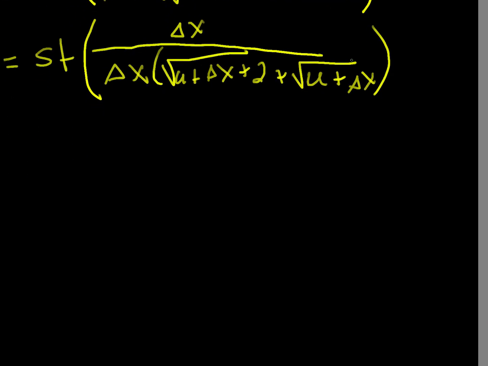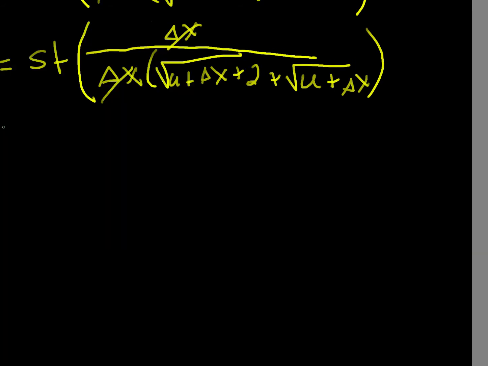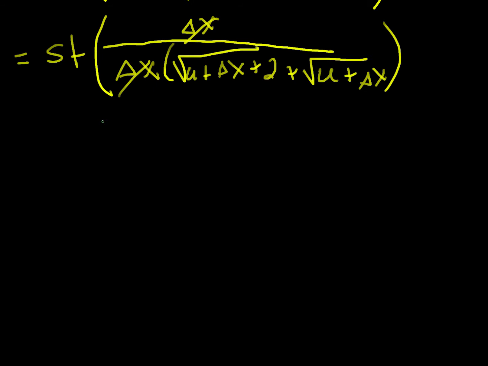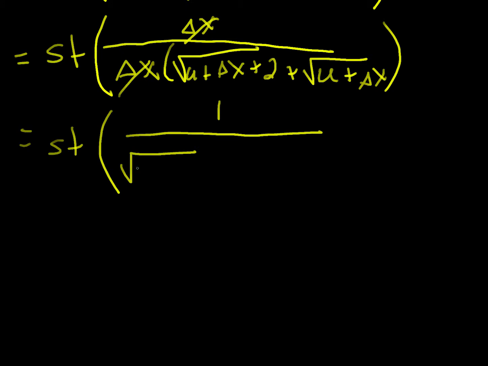And the delta x cancels, so we get this delta x canceling with that. And so we're looking at, whoops, sorry about that. We're looking at the standard part of 1 divided by the square root of u plus delta x plus 2 plus the square root of u plus 2.